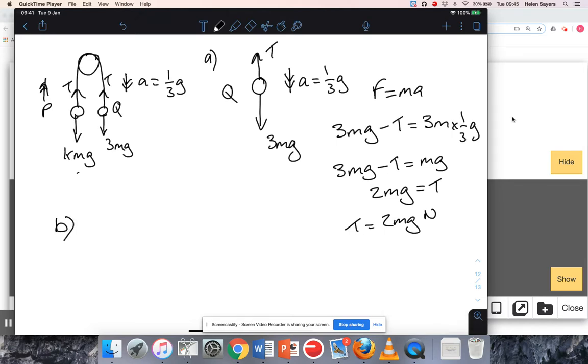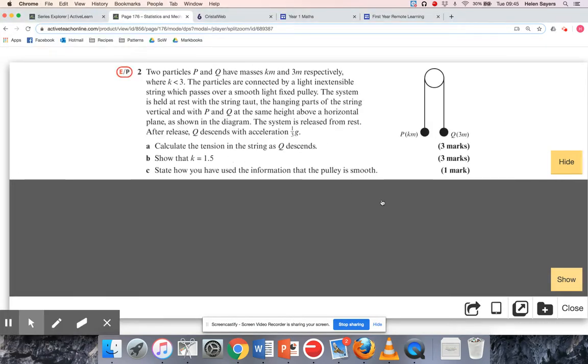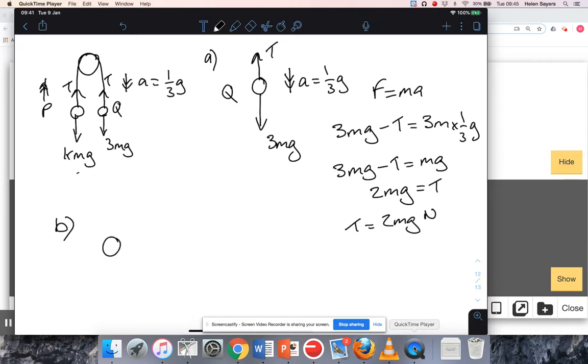Okay, right. So show that k is 1.5. We're going to know if we've got this one correct, which is a bonus. And it's worth 3 marks, so about the same amount of work as part A. And obviously, if they're talking about a value of k, I'm going to need to start looking at particle P. So let's draw a diagram for particle P. P has got tension up, its weight down. P is going to be moving upwards, and because the string is inextensible, with whatever acceleration Q is moving down, P must be moving up with the same acceleration.